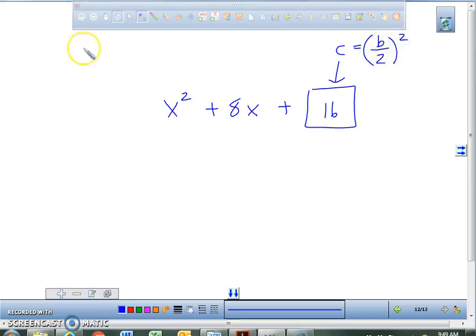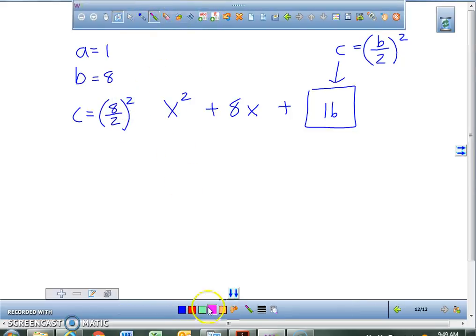Every single time, if and only if your a value is a 1. Your b value, whatever your b value is, in this particular case it's an 8, your c value will be half of your b value, and then you square it. So notice what I did here. Correct. Only if a is 1.